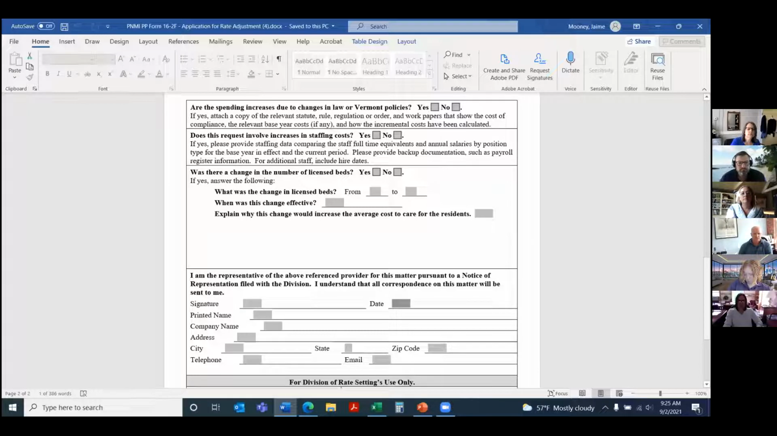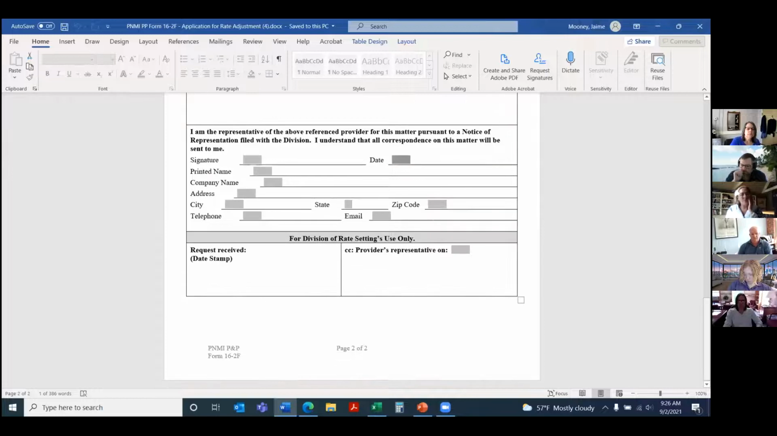And then the next section is, was there a change in the number of licensed beds? And if the answer is yes, then we ask a few more questions on like, what was the change in the licensed bed? When was this change effective? And explain why this change would increase the average cost to care for the residents.